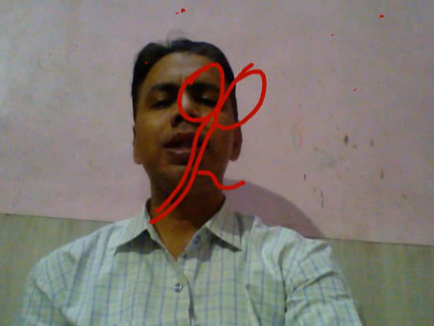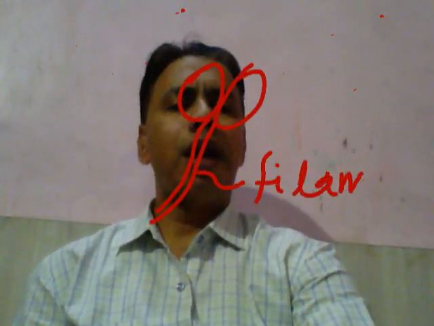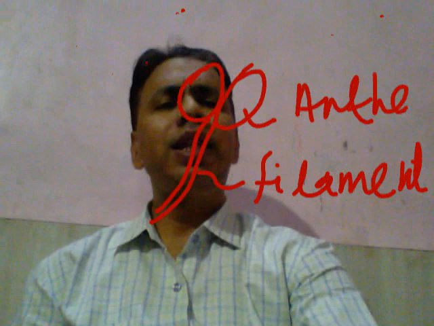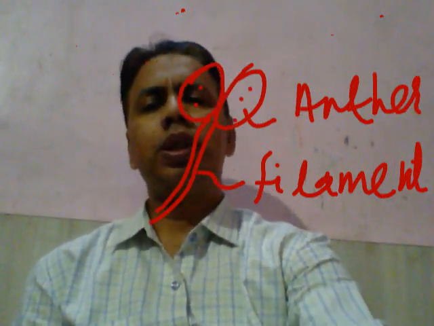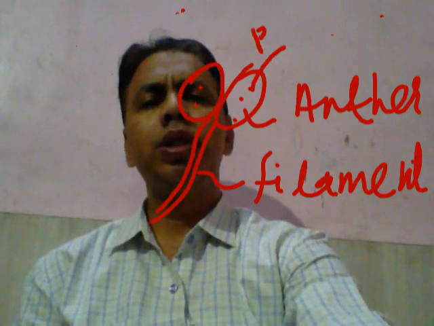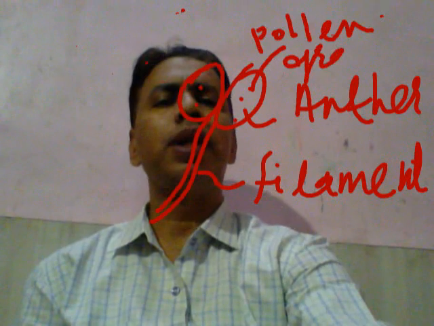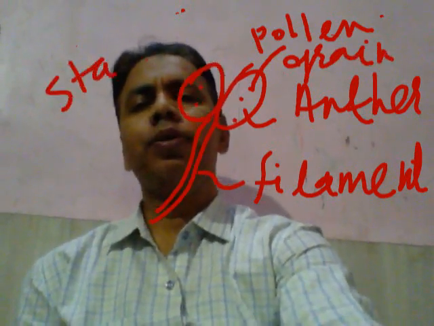The stalk of a stamen is known as the filament. And the second part is called the anther lobe. In this anther lobe, the pollen grains are produced. These are the pollen grains produced in the anther lobe. Pollen grains are the male gametes. Okay, so this is all about the stamen.